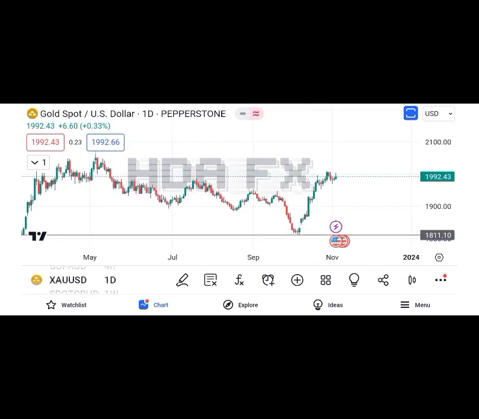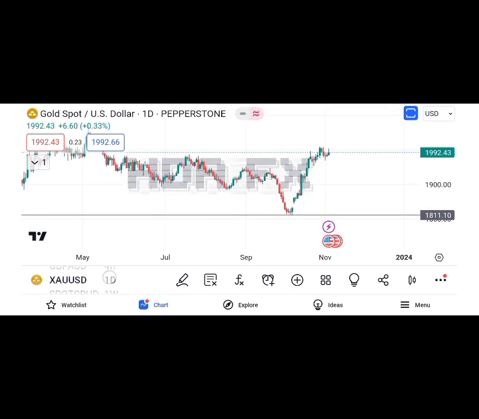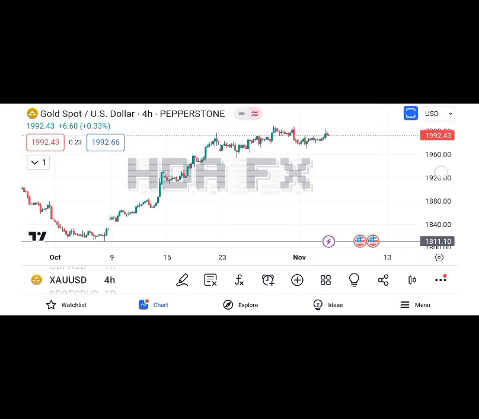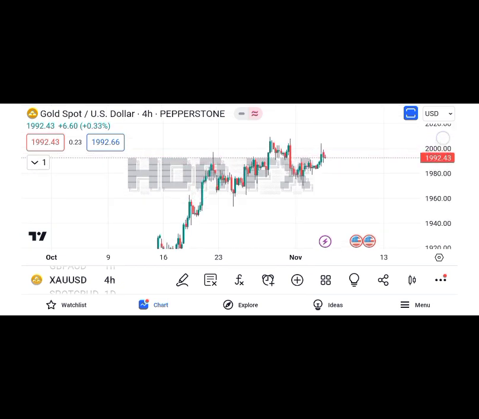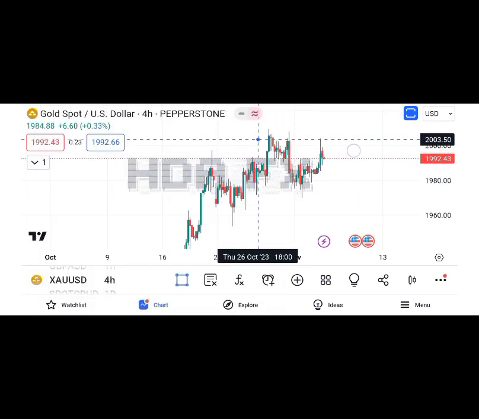So now looking at gold on the daily time frame. Gold looks bullish on the daily time frame. But if you move down to the 4 hour time frame, we have something different there. We have something different on the 4 hour time frame on gold. So now we have this key level here on gold.